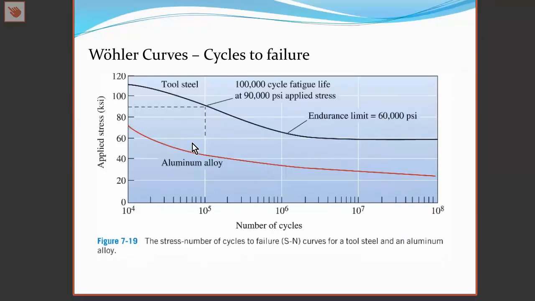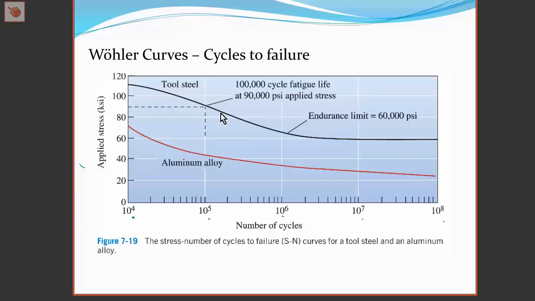When we do the lab tests, we can plot a curve called a Wöhler curve. The Wöhler curve plots applied stress against the number of cycles on a logarithmic scale. So what we see is that the number of cycles to failure increases as the applied stress decreases.